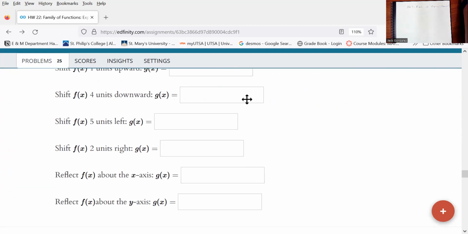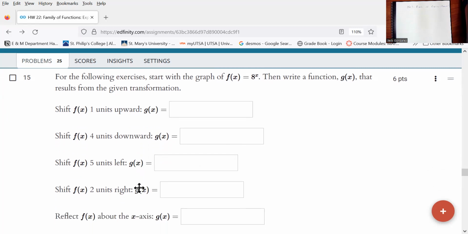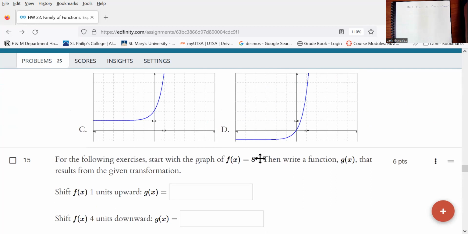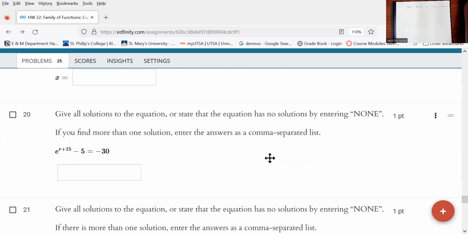Okay. And then here they test you, do you remember the ideas of transformations? So if they give you a random function, and you shift it upward 1 unit, and you shift it down 4 units, what would you do to make that happen? Okay, you would just add a +1 on the outside. 8^x + 1, 8^x - 4, because it's down. The left and right would be inside the power, right? All right, I think that's enough for exponentials.